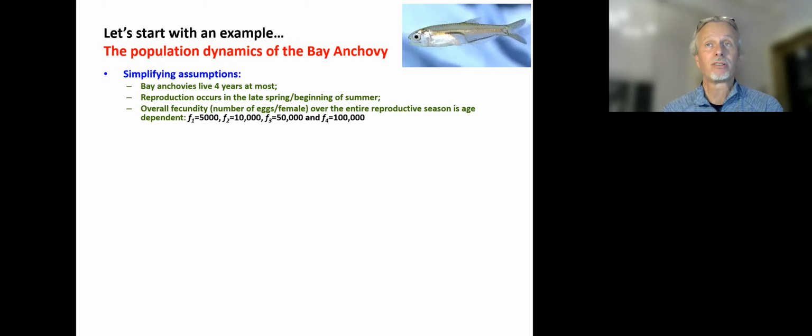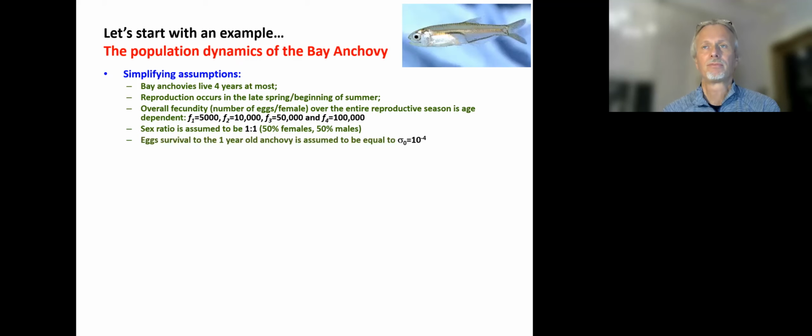So females of 1 year old would produce on average about 5,000 eggs, of 2 years old about 10,000, of 3 years old, 50,000, and those who make it up to 4 years old, up to 100,000. This is a rounded average expectation. We also assume the sex ratio is roughly 1-to-1. So on average, about 50% are females and 50% are assumed to be male. We then assume that egg survival to the 1 year old anchovy is equal to 1/10,000.